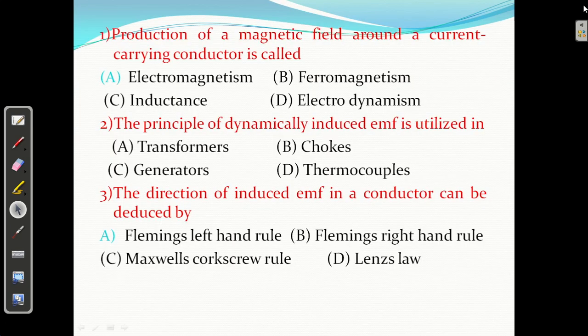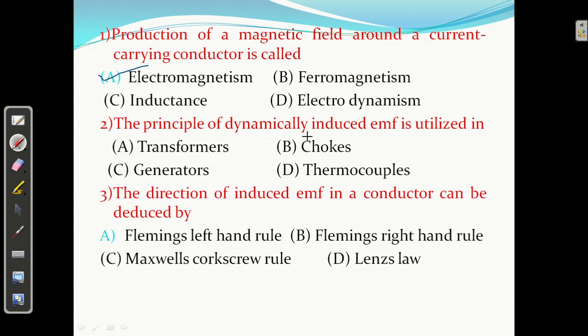Question number 1. The production of magnetic field around a current carrying conductor is called electromagnetism. That is question number 1. Answer is A.